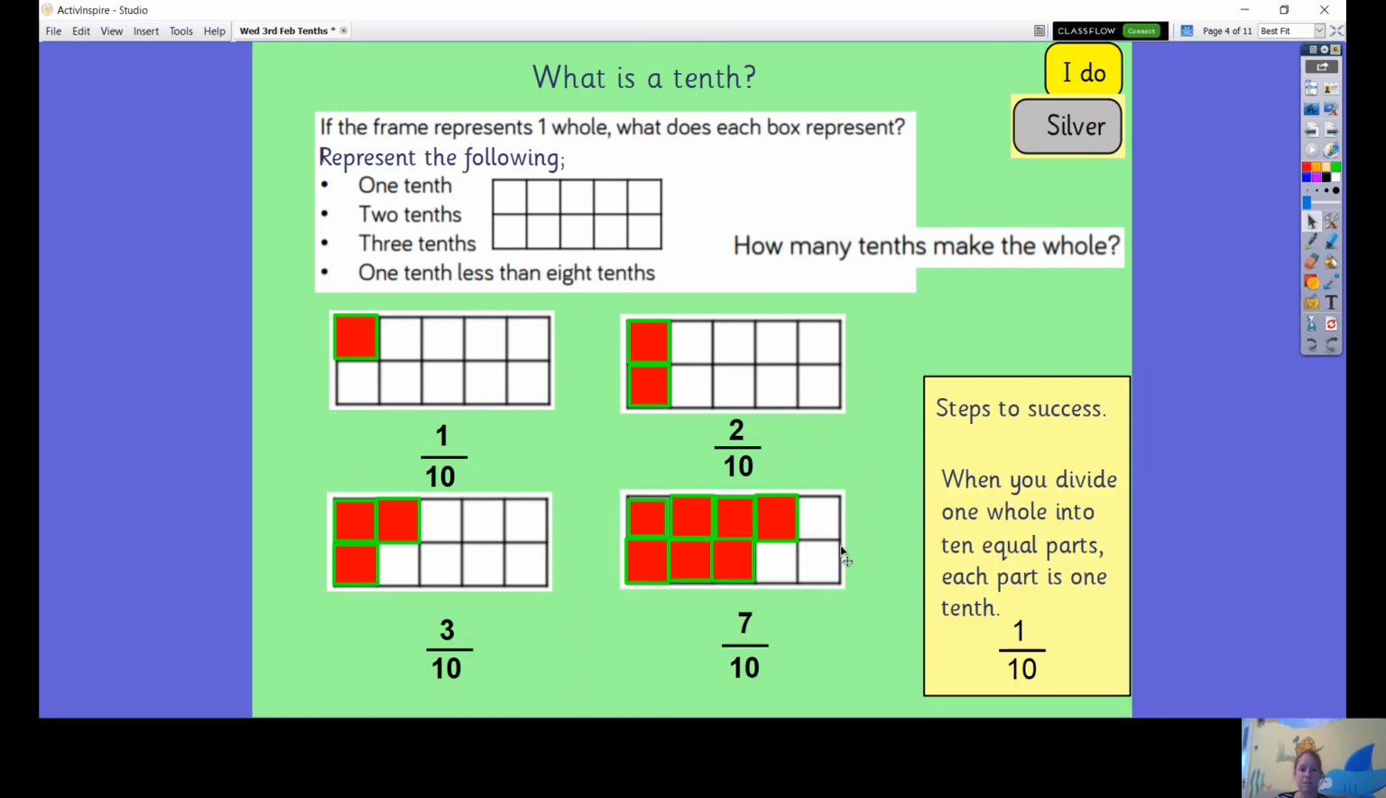And then the last one is 7/10, because 1/10 less than 8/10 is 7/10, and I know that because 7 is 1 less than 8. Once again, I've coloured them in all next to each other, but you could do them wherever they are. It doesn't matter if you've not got those particular 7 coloured in, as long as you've got 7 in. And if we look at our steps to success, when you divide one whole into 10 equal parts, each part is worth 1/10.